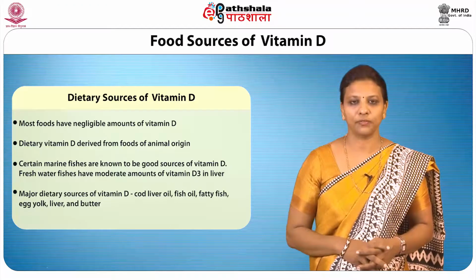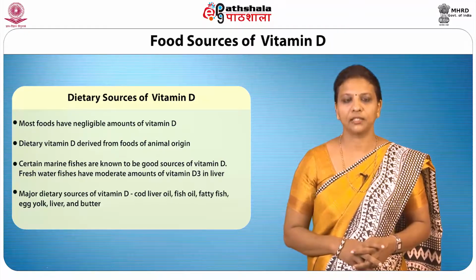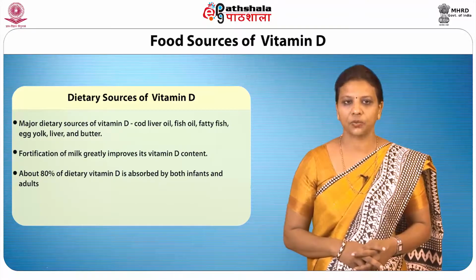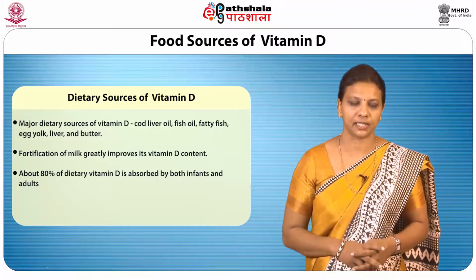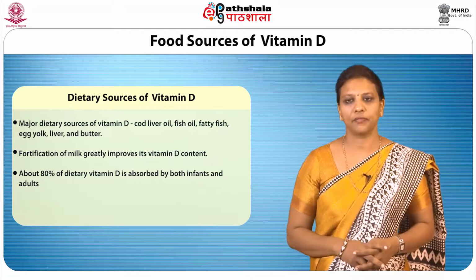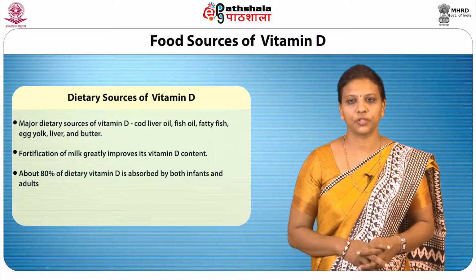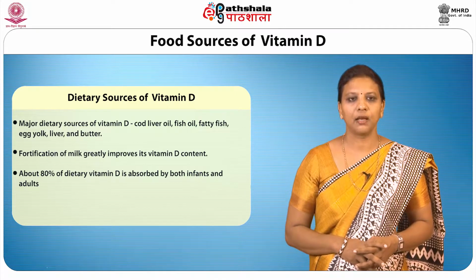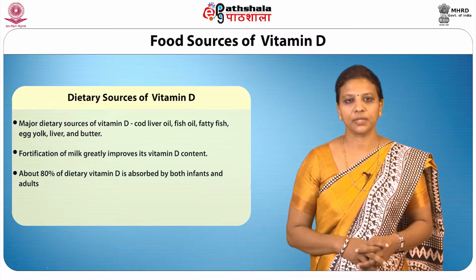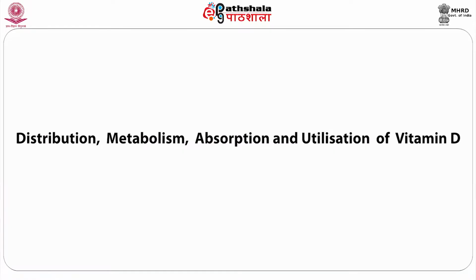Milk, being a common food and also containing calcium and phosphorus, is the most practical food to fortify with vitamin D. The fortification of milk has greatly improved its vitamin D content. Therefore, fortified milk and dairy products made from fortified milk are among the good sources of vitamin D and are the major contributors in the human diet. Margarine has also been fortified. An average of 80% of dietary vitamin D is absorbed by both infants and adults.